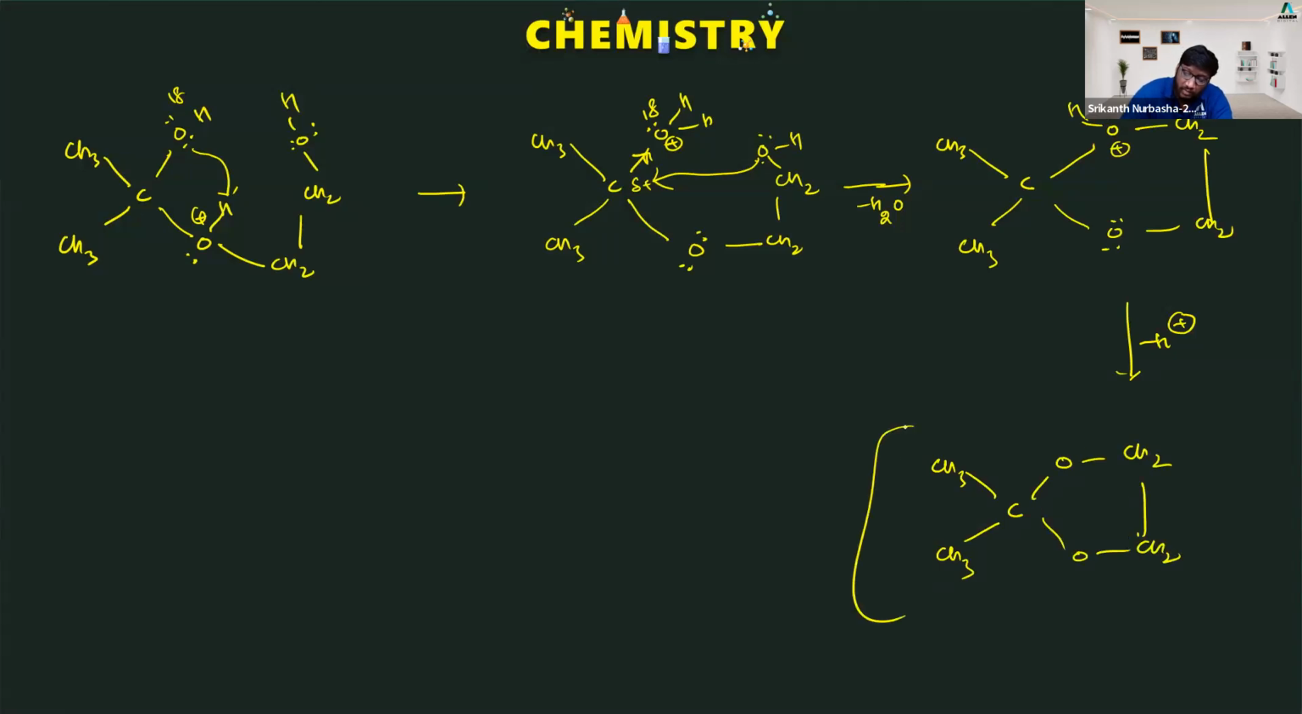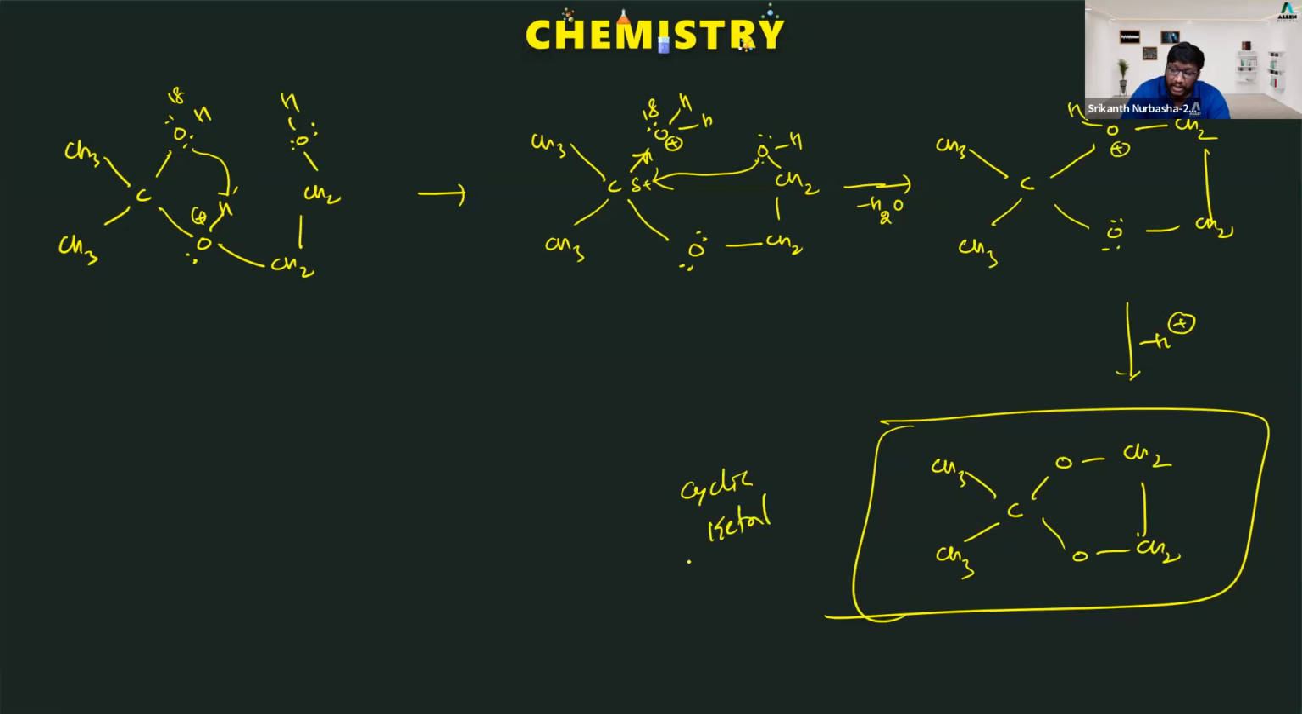This is nothing but your cyclic ketal. Because I have taken a ketone, I am saying ketal. If I have taken an aldehyde, I'll say acetal. The cyclic ketal is formed in this process. Is that clear, students?